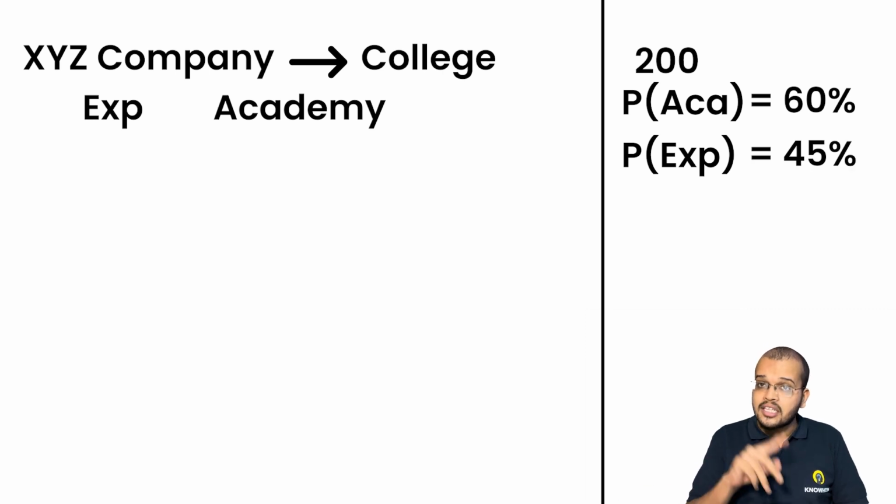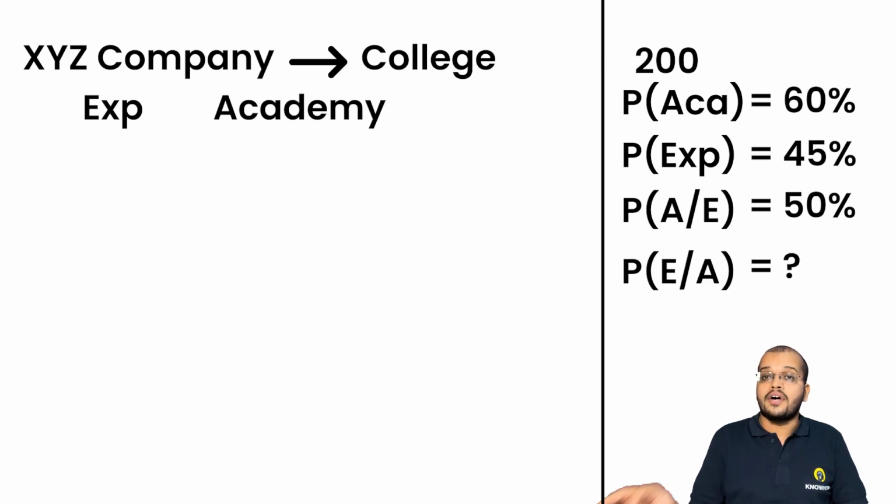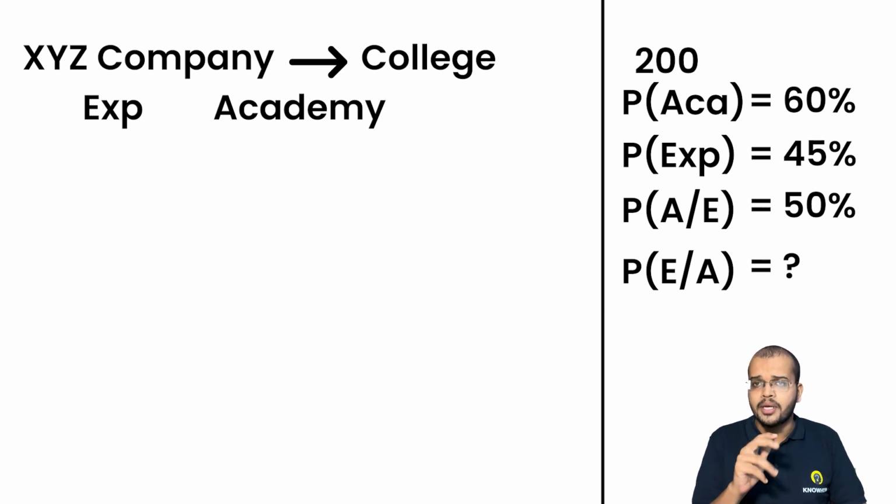Now let us consider another probability: the probability of people who have good academics given experience as well. So we have 50%. Now the interesting factor is, of the people with good experience, how many have good academics? For this kind of real-time example problem, we use Bayes law. Many people call it Bayes theorem, and many people call it Bayes rule. So now let us consider the same with the Bayes rule.